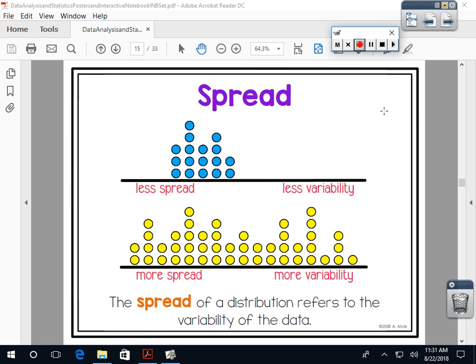It doesn't have anything to do with that. It's just if your data is all clumped together, like real close, that's less variability because it's less spread out. If your data is more spread out, then that's more variability.